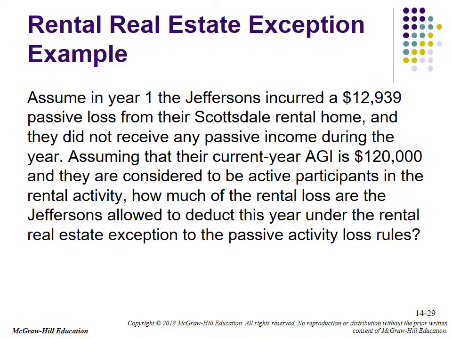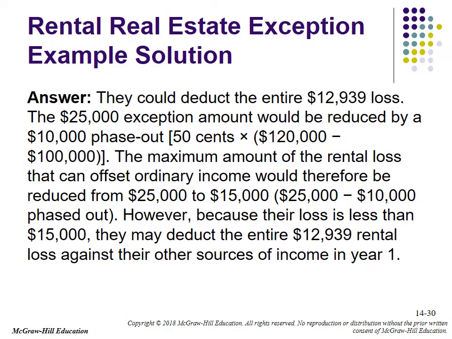Now, keep going, assume that their current AGI is $120,000. So now they're above $100,000, but they do actively participate in their rental activity. So they are allowed to deduct a portion of this loss. Let's see how much. We take the difference between their AGI, which is $120,000, minus $100,000. So their AGI is $20,000 more than the phase out. They reduce the maximum loss they can deduct by 50 cents. So the maximum loss allowed is $25,000.